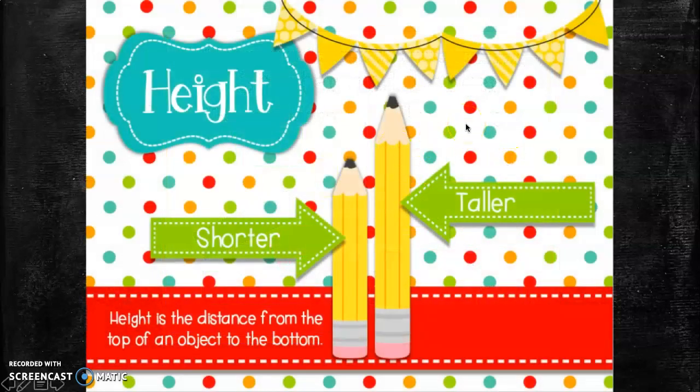Now we're learning about heights. The terms we use in heights are shorter than and taller than and about the same also. Height is the distance from the top of an object to the bottom. So the top to the bottom. Okay, so this pencil is shorter than this pencil, and this pencil over here from the top to the bottom is taller than the pencil beside it. So we use the terms shorter and taller.